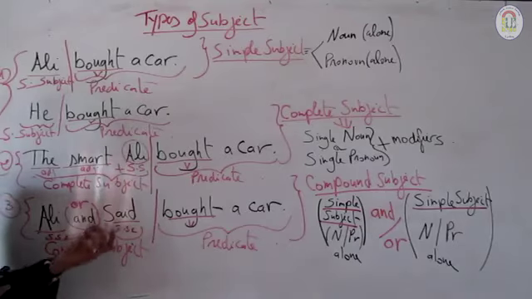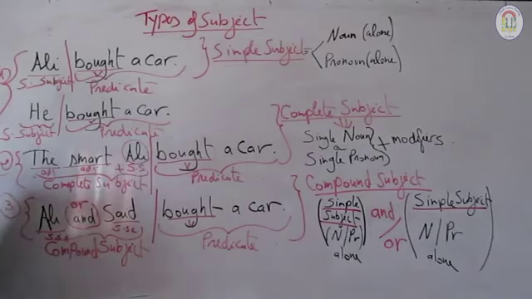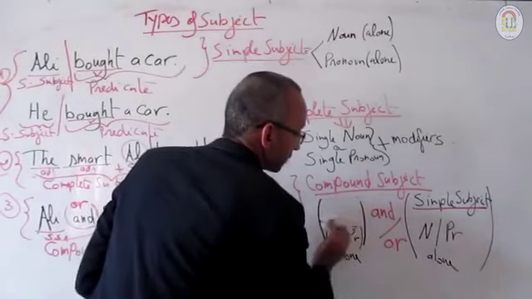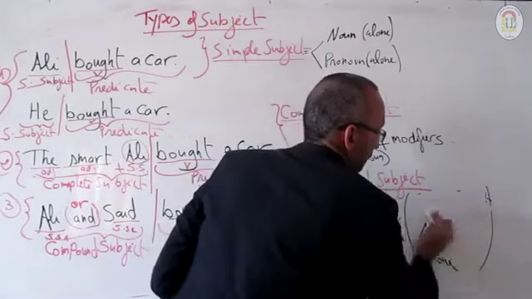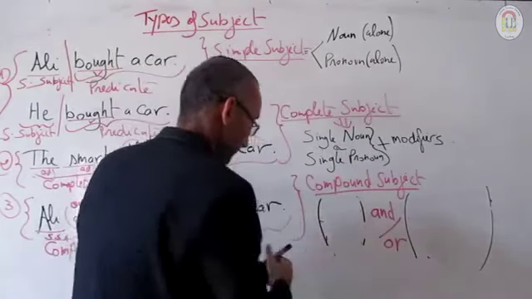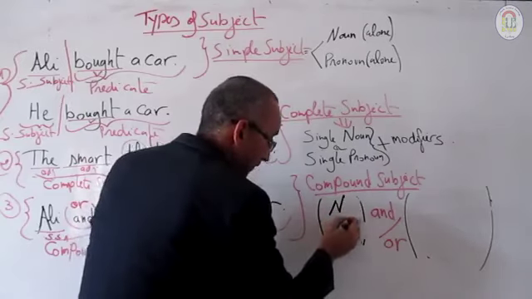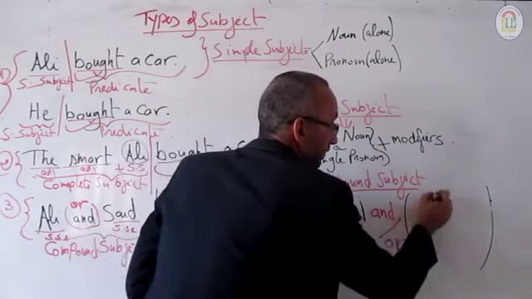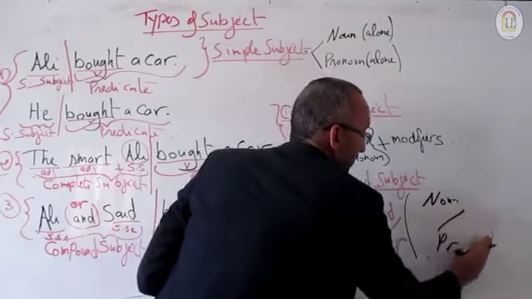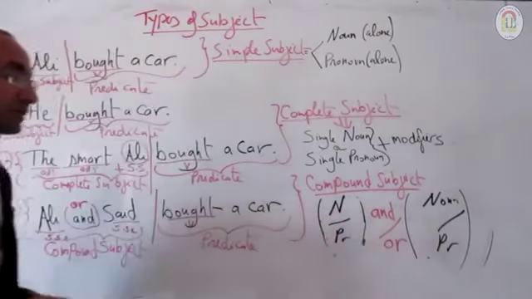But usually we have two single nouns or pronouns joined by or and and. Here also we can simplify this structure by writing simply: noun or pronoun, joined by another noun or pronoun by means of and or or.